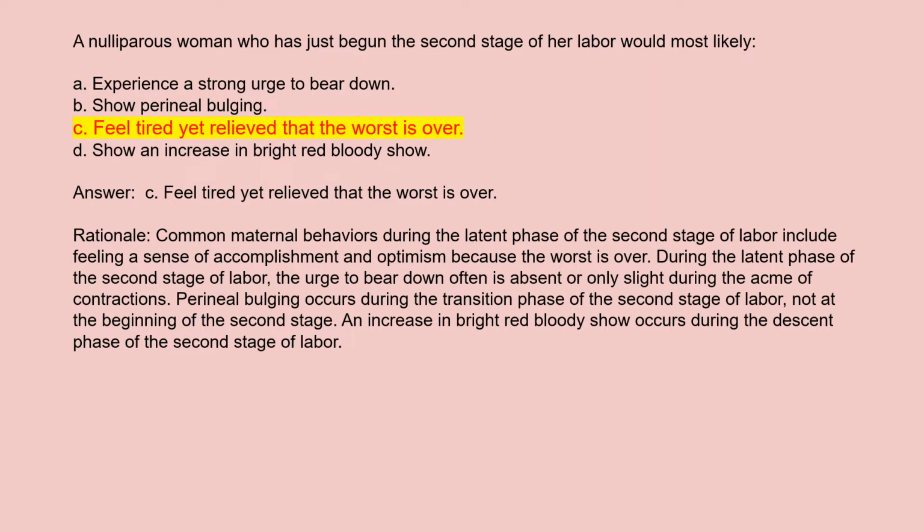Rationale. Common maternal behaviors during the latent phase of the second stage of labor include feeling a sense of accomplishment and optimism because the worst is over. During the latent phase of the second stage of labor, the urge to bear down often is absent or only slight during the acme of contractions. Perineal bulging occurs during the transition phase of the second stage of labor, not at the beginning of the second stage. An increase in bright red bloody show occurs during the descent phase of the second stage of labor.